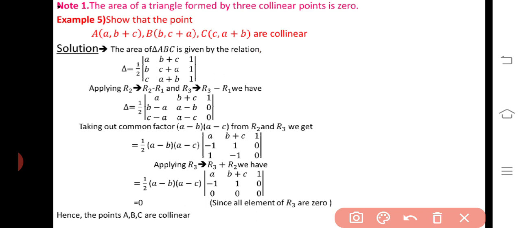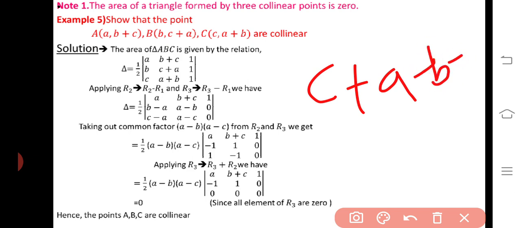Now I want to show that this is equal to 0, which means you have to apply operations here. Apply R2 changes to R2 minus R1 and R3 changes to R3 minus R1. We get determinant is equal to 1 by 2. The first row elements keep as it is: a, b plus c, 1. Then R2 changes to R2 minus R1: b minus a, then c plus a minus b minus c, where plus c minus c will get cancelled, remaining a minus b.